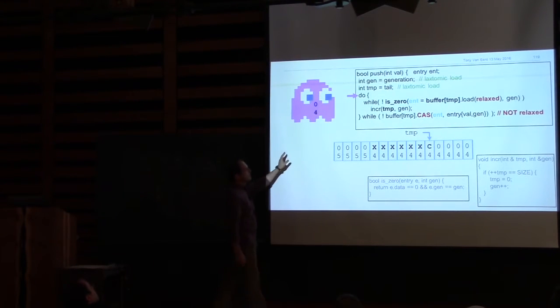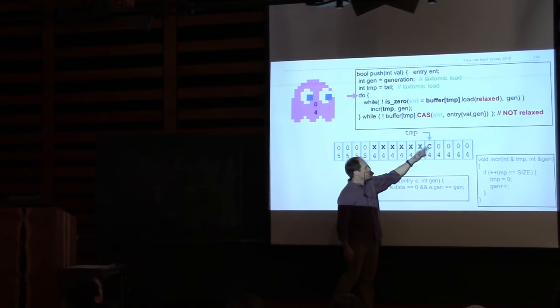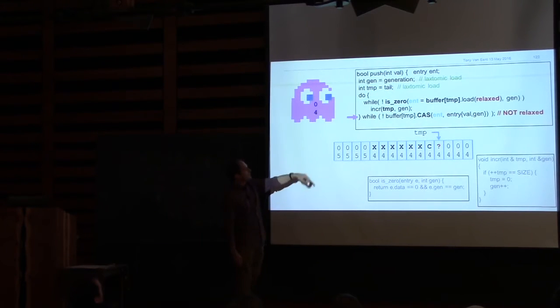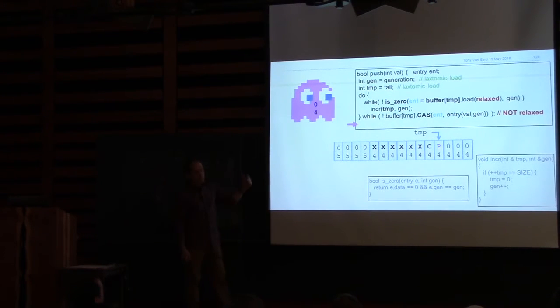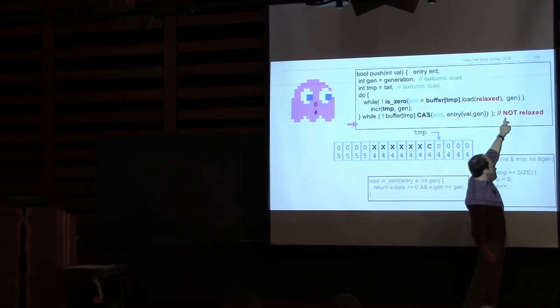So anyhow, we come back up to here because the CAS failed, and now this C just looks like any other X or whatever. And we come through again, and we find a zero again, and we try again, and this time maybe we'll succeed, or we'll have to keep trying and trying. No problem. You'll notice that the only thing that is not relaxed is this one right here.